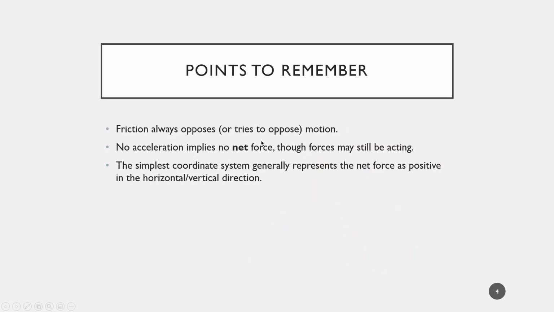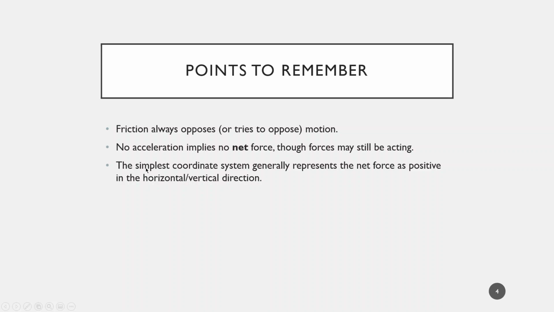Just some points to remember before we finish this set of videos for just general force problems. Friction always opposes, or at least tries to oppose, the direction of motion. So if something's moving towards the right, friction will act towards the left. You've just got to remember that no acceleration implies no net force. If something's not accelerating, then there is no net force, at least in the direction that you're talking about. So if something is not accelerating towards the left or right, there is no net force in the left or right directions.